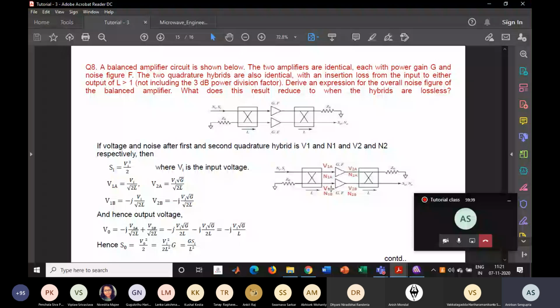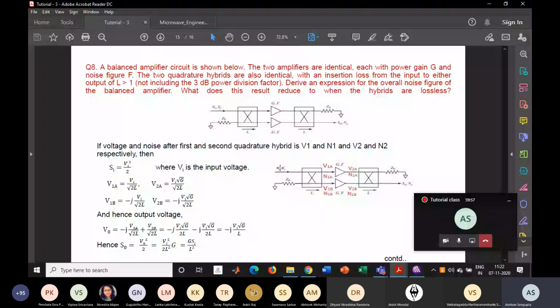Again, approximation for sinusoidal voltage and current source. If I take Vi as the input voltage coming at the input port of the first quadrature, then what is the signal power? The signal power is Vi square by 2.